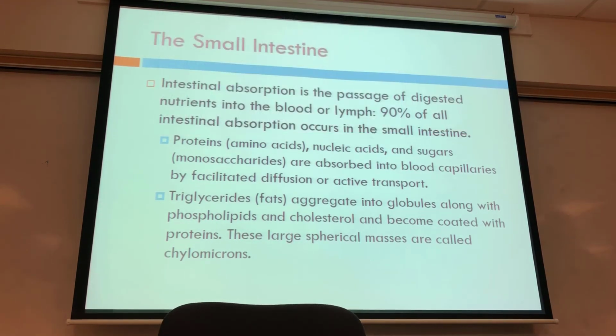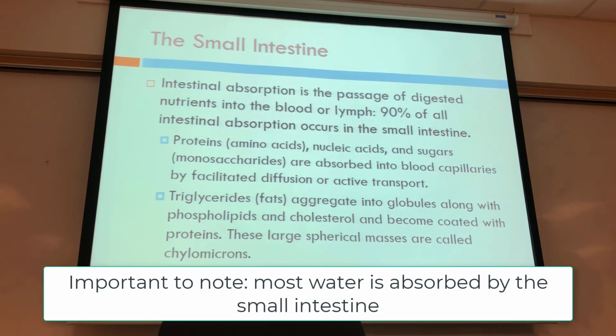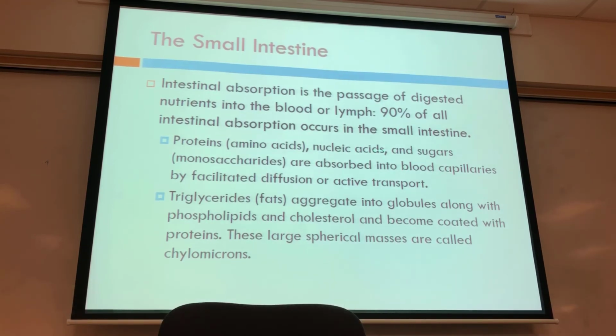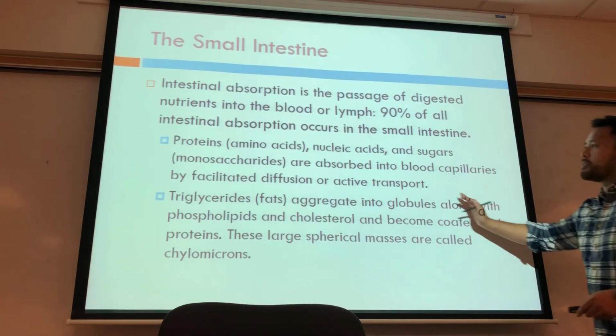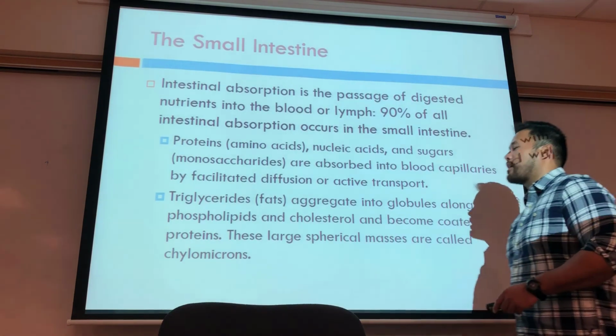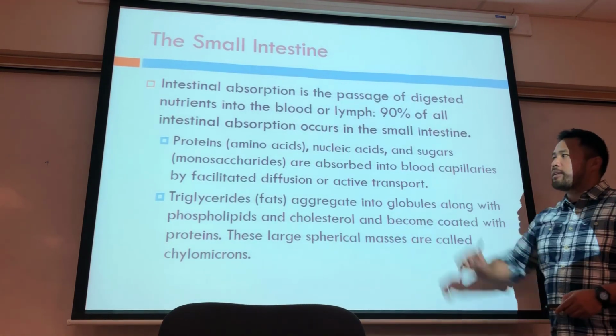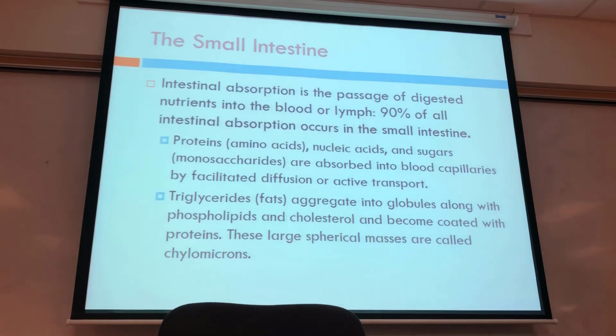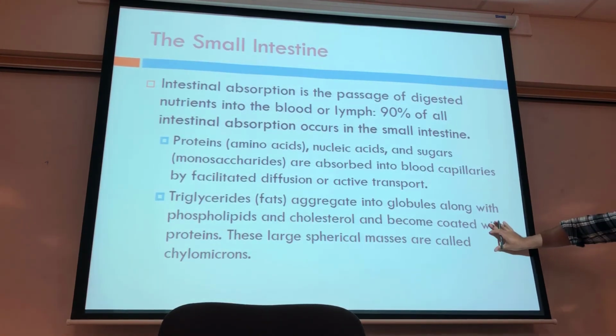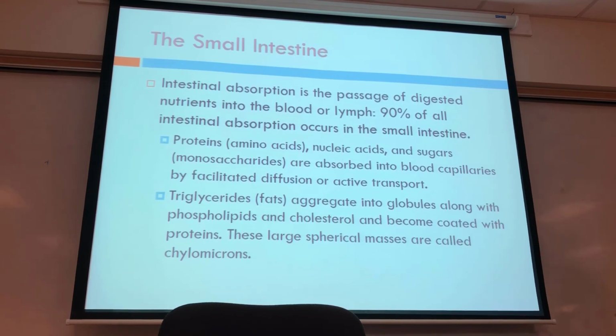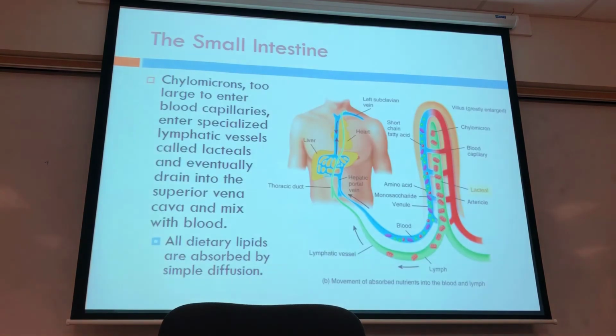Okay? So looking at each of these portions, you'll see that almost all of the absorption that takes place within the intestines, 90% of that takes place within the small intestine. You'll see our proteins, nucleic acids, and our sugars are absorbed into the capillaries. Either they're moving down by simple diffusion, down from a high concentration to a low concentration, or you've got active transport to transport them against their concentration gradient, if that's the case. Our fats have a different mechanism for absorption. Remember, these are emulsified. We have to absorb these through a different passageway.